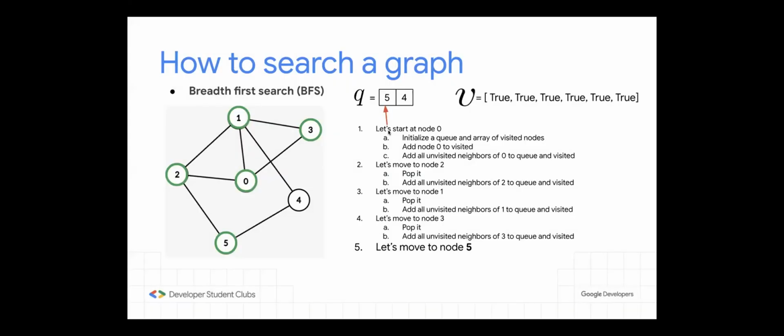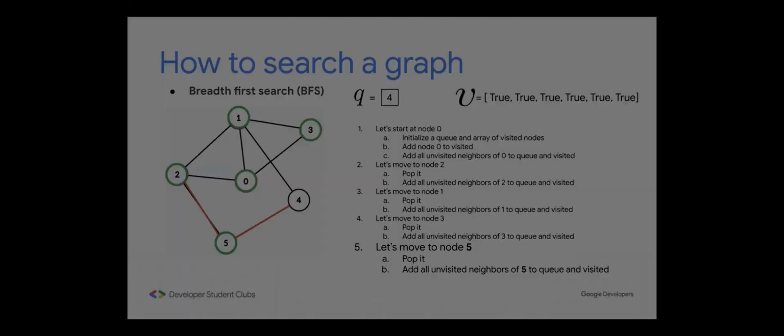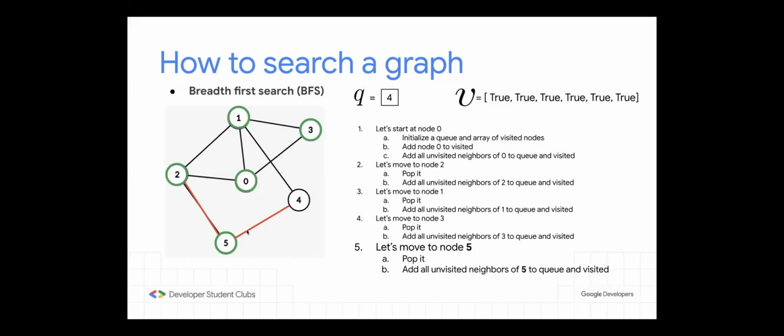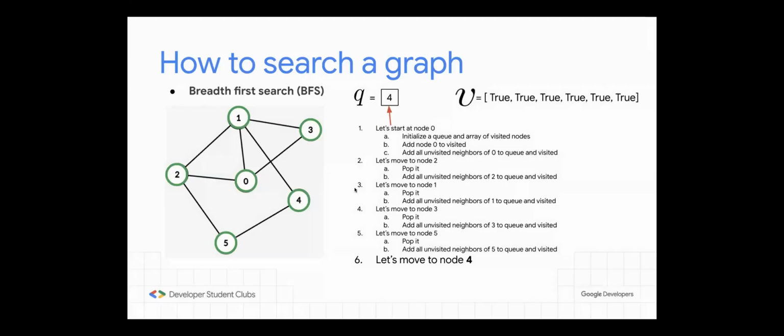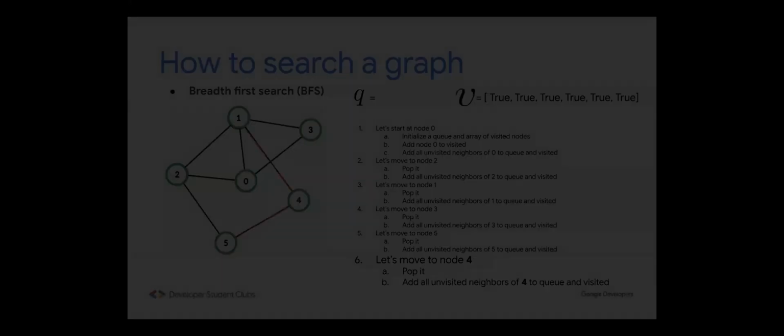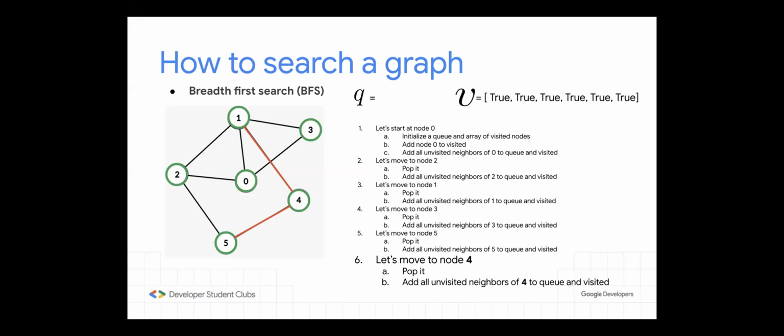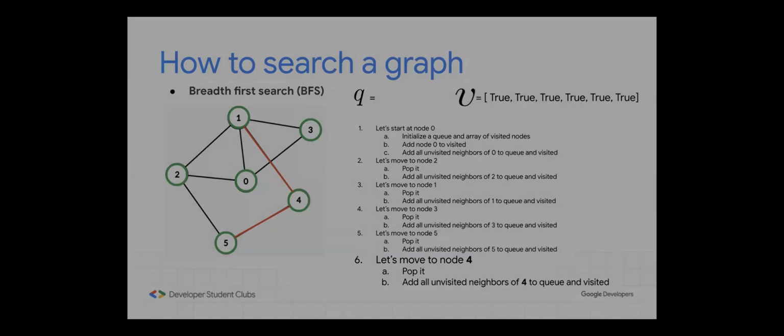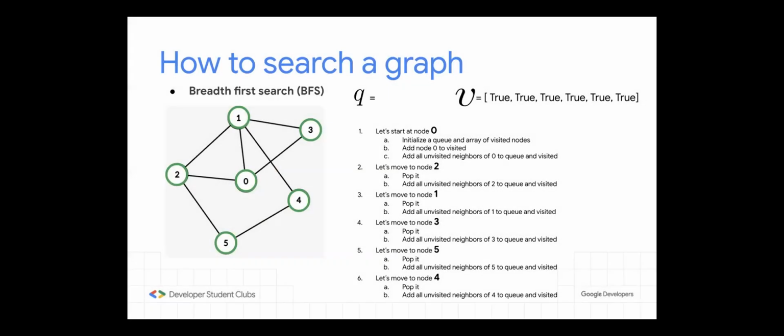So we're going to move on to node 5, do the same thing, pop it. It's been popped. Now I'm going to add all the unvisited neighbors of 5. All of these have been visited, so I move on. Then I'm going to move on to node 4, do the same thing, pop it. Now my queue is empty. Very nice. I'm going to add all the unvisited neighbors of 4 to the queue and visited. Everything has been visited, and that's it. I have completely emptied out the queue. My visited array indicates that I visited everything, and I have traversed through the entire graph.